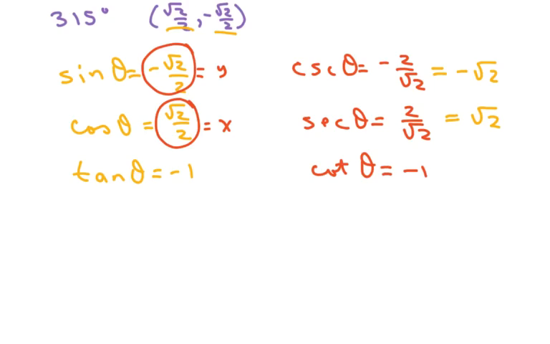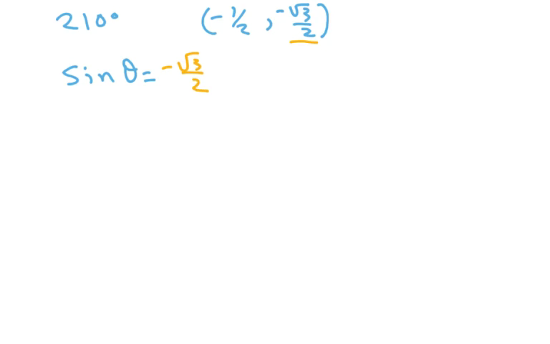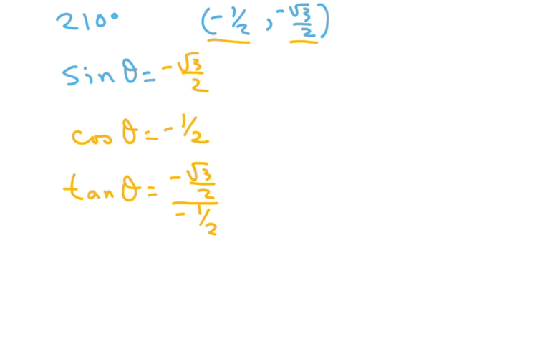Okay, next one is 210 degrees, and for 210, I know that that point is -1/2, comma, negative square root of 3 over 2, so sine of theta is this one. Cosine of theta is this one. Now, when you divide those two, you get negative square root of 3 over 2, divided by -1/2. The 2's cancel. Two negatives make a positive, so you get square root of 3.